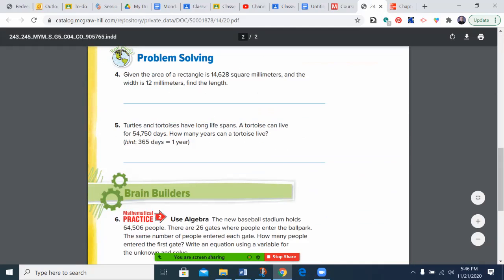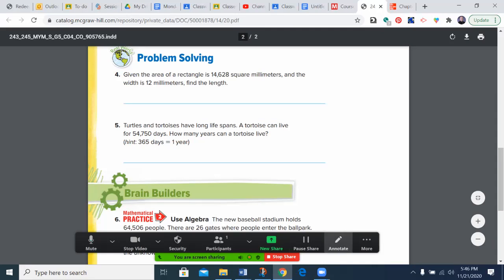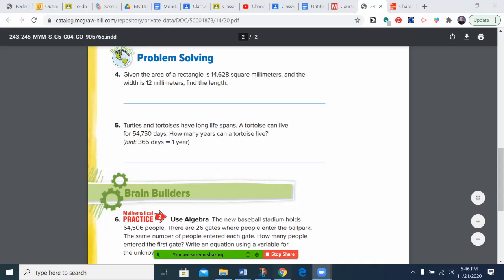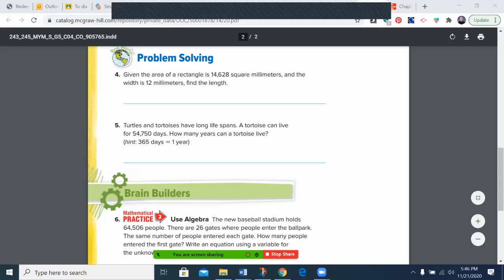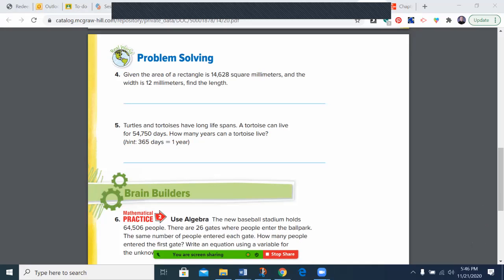Number 4, given the area of a rectangle is this many square millimeters and the width is 12. Remember, a little key detail is that you need a formula here. And if you haven't remembered it, area of a rectangle is, which will be area equals length times width. So they gave you the width of 12. So you're going to end up going 12 into that.